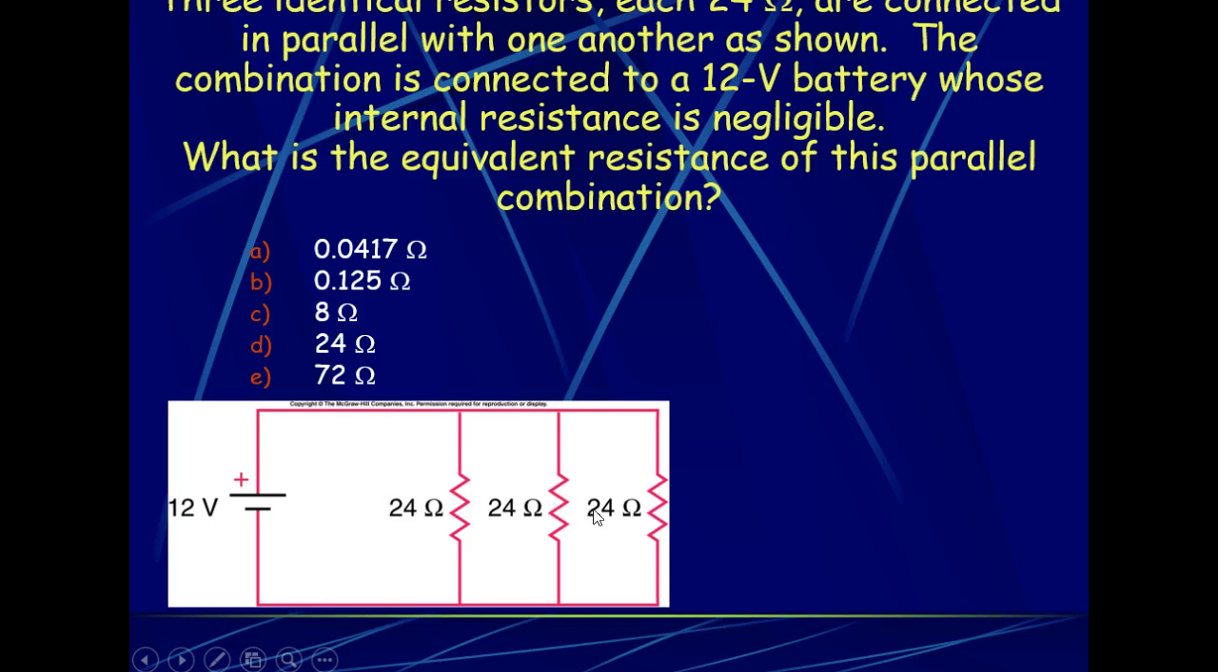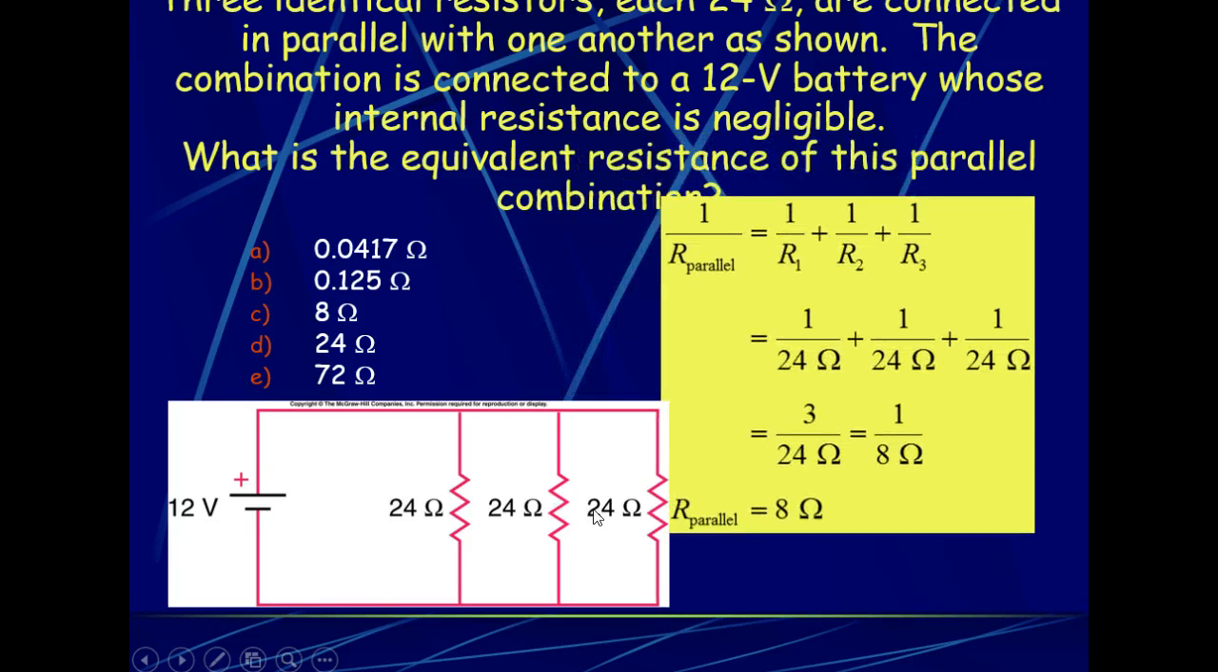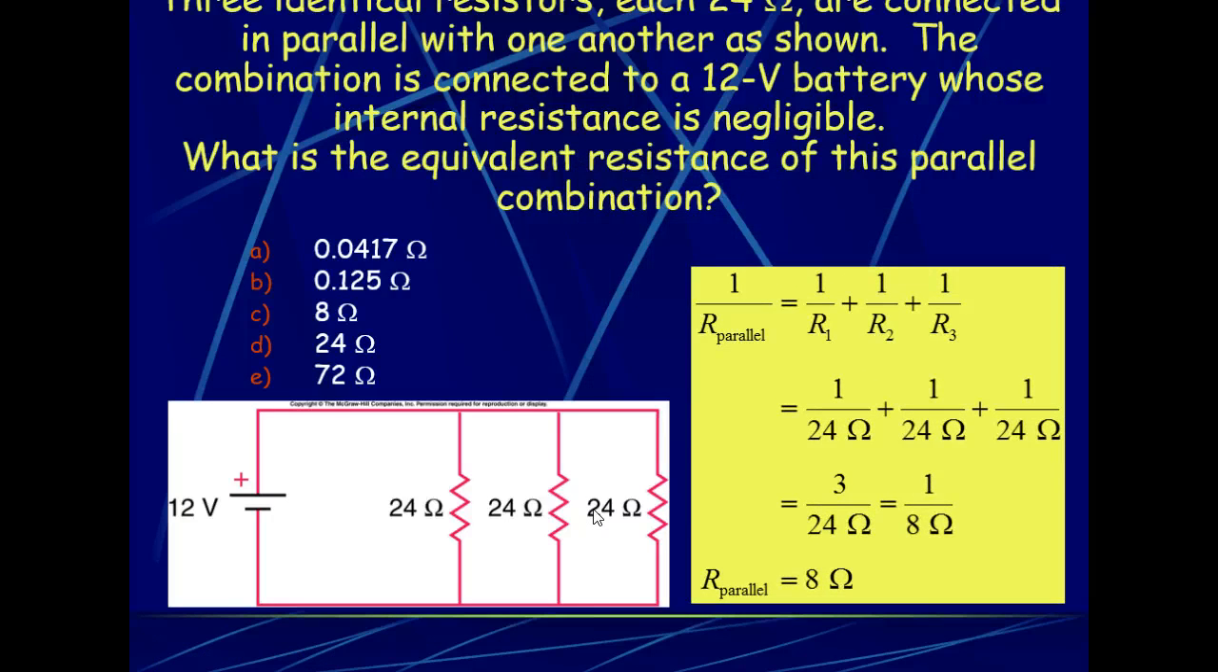Here we have 3 identical resistors. The first thing we want to do is find an equivalent resistance. So we're going to use the parallel equation, 1 over 24 plus 1 over 24 plus 1 over 24. That's going to give us 3 over 24. We flip that to find the equivalent resistance without the inverse. That's just going to give us 8 ohms. So I could redraw this circuit as having a 12-volt battery and just an 8 ohm resistor, and this would be an equivalent circuit.